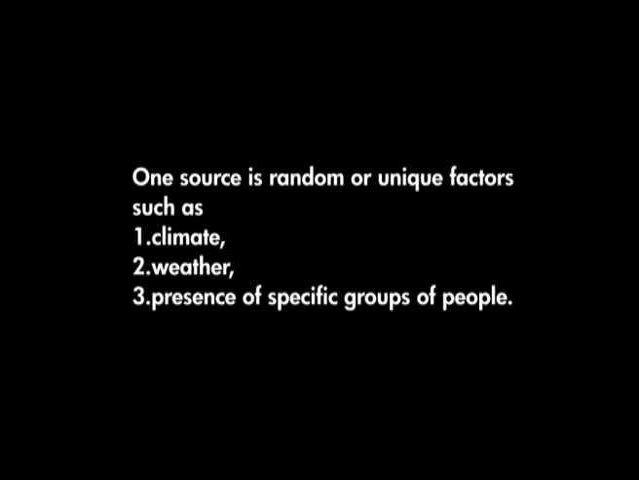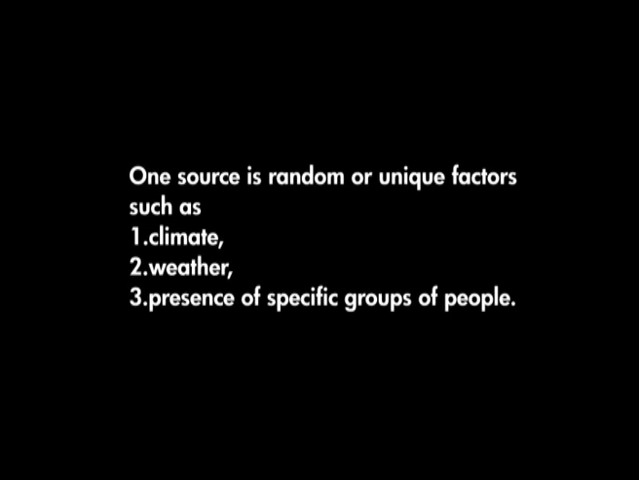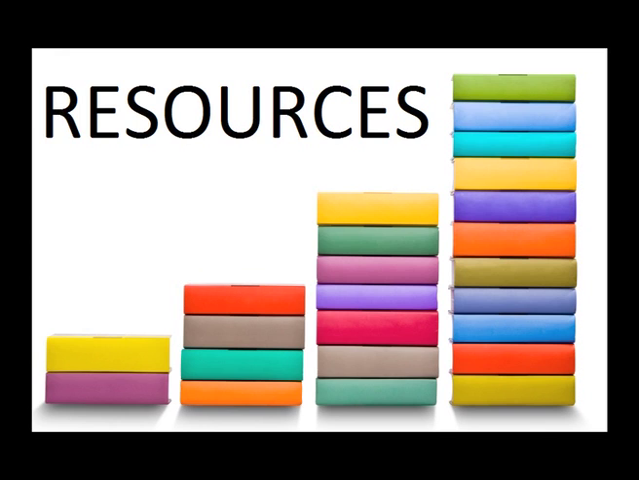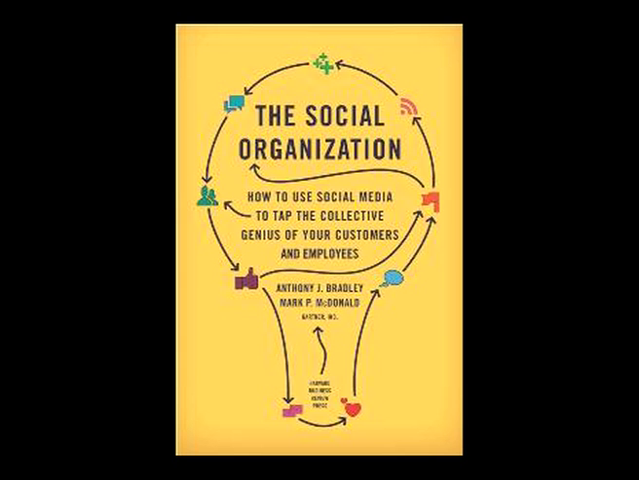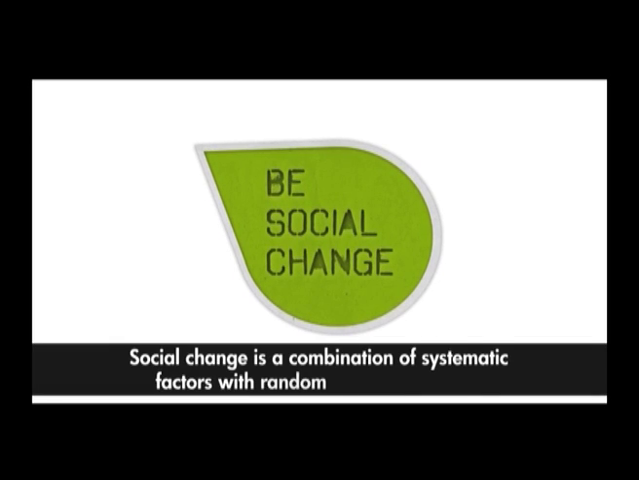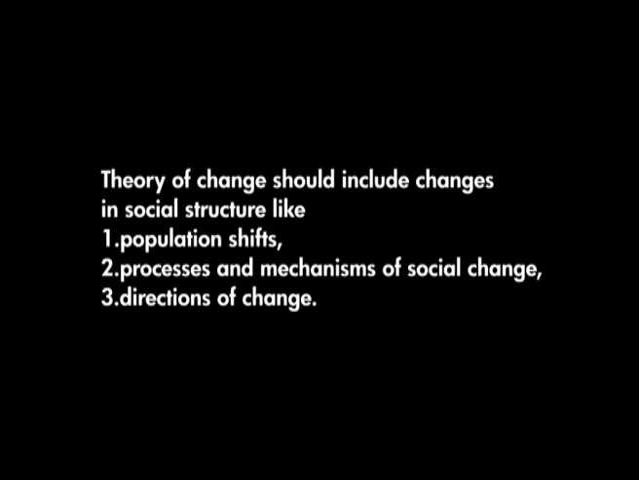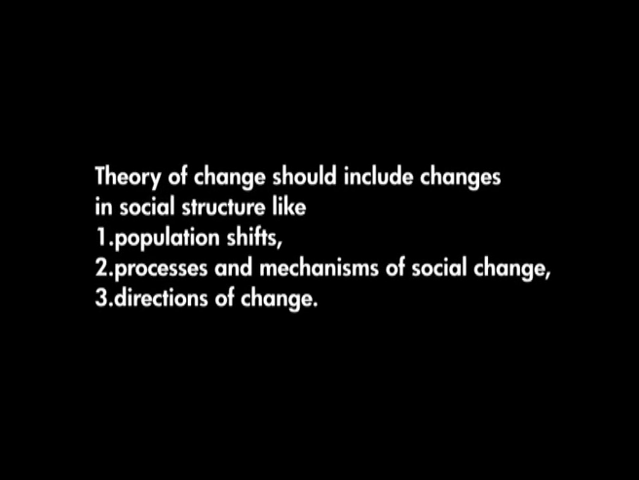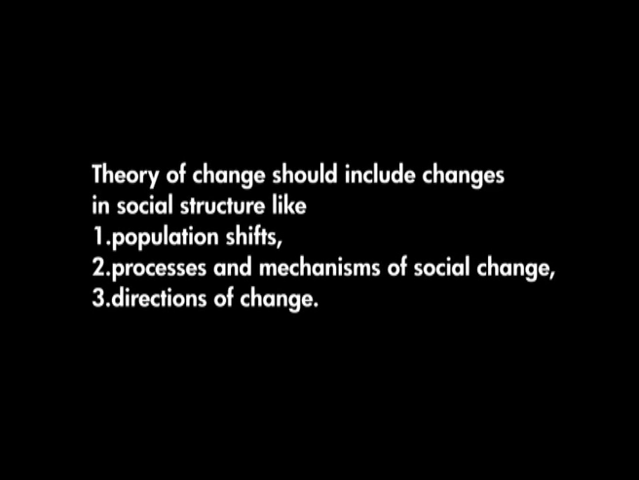Prominent theories of social change. Social change comes from two sources. One source is random or unique factors such as climate, weather, or the presence of specific groups of people. Another source is systematic factors. For example, successful development has the same general requirements: a stable and flexible government, enough free and available resources, and a diverse social organization of society. So, social change is usually a combination of systematic factors along with some random or unique factors. Generally, a theory of change should include changes in social structure like population shifts, processes and mechanisms of social change, and directions of change.